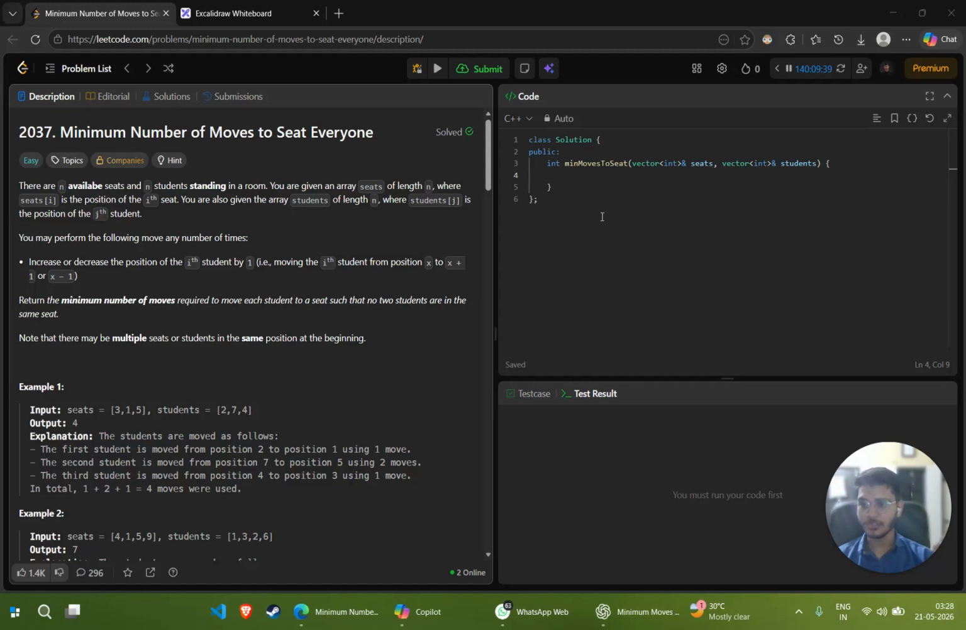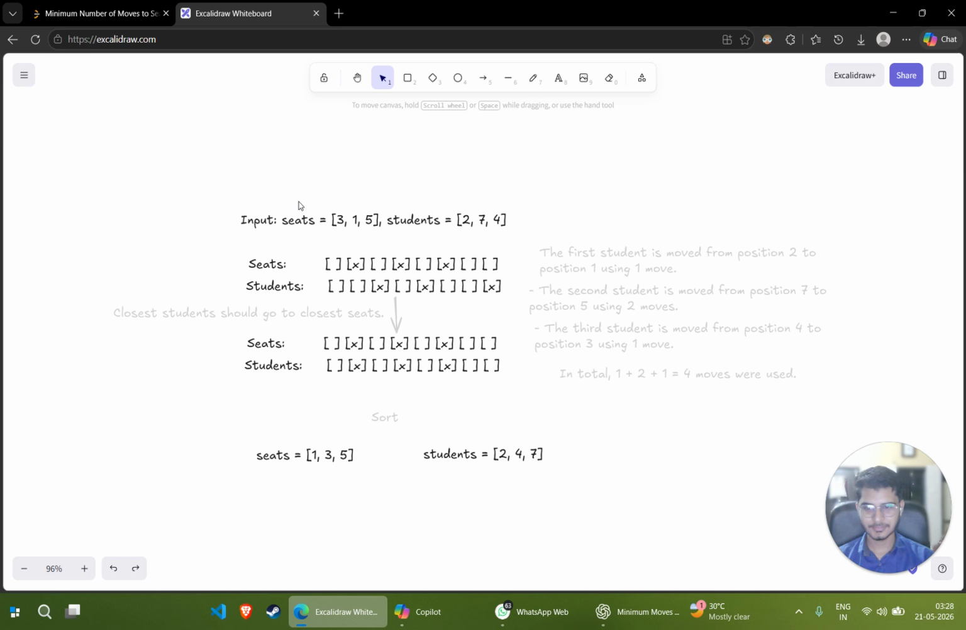Hello everyone, today we are going to solve LeetCode problem number 2037, minimum number of moves to seat everyone. This is an easy level problem on LeetCode. The challenging part of this question is to understand the question itself. So let's understand it first.